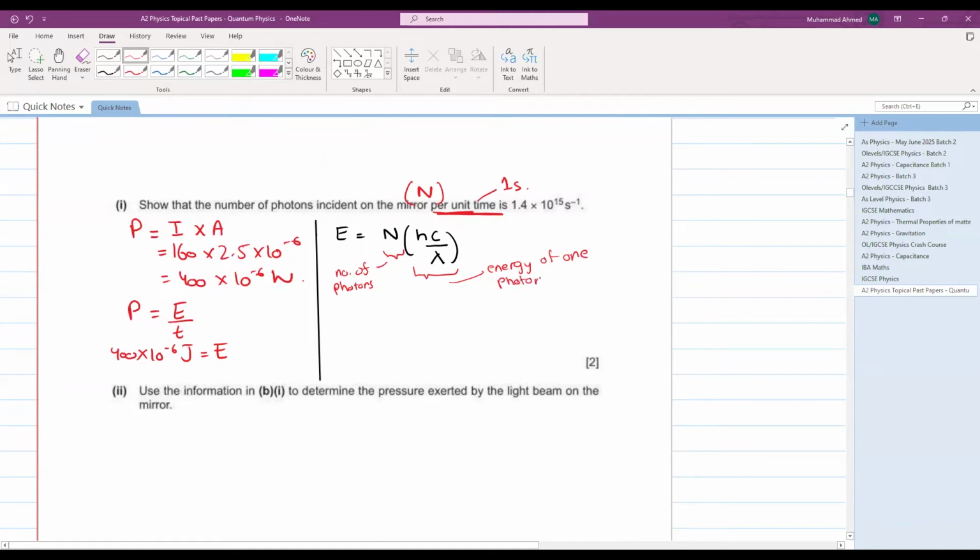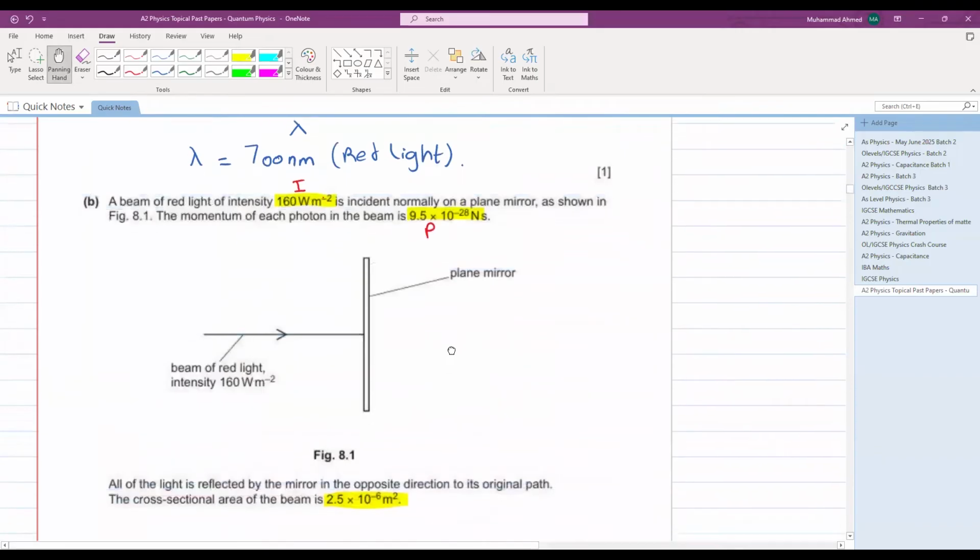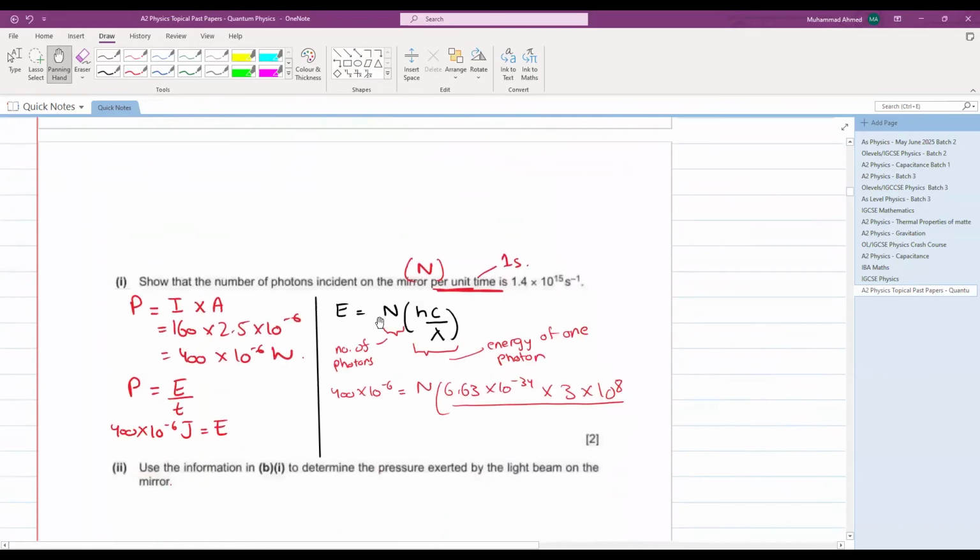What is the total energy? 400 into 10 raised to the power of minus 6 is equal to N times hc over lambda. What is the value of h? 6.63 into 10 raised to the power of minus 34. What is the value of c? 3 into 10 raised to the power of 8. What is the value of lambda? Have we calculated lambda earlier? Yes, 700 nanometers. So let's place it here.